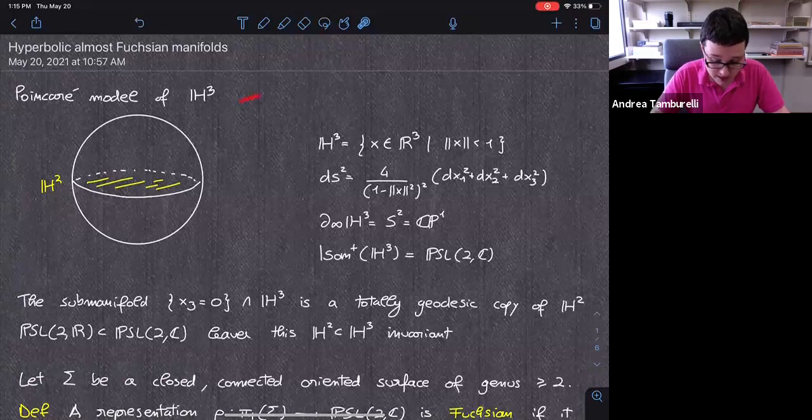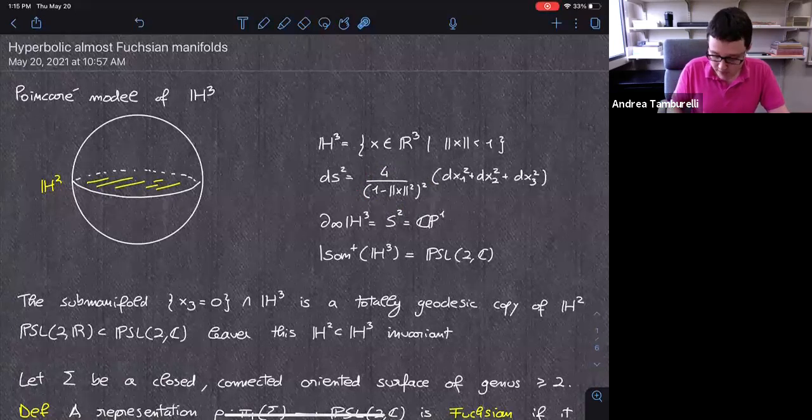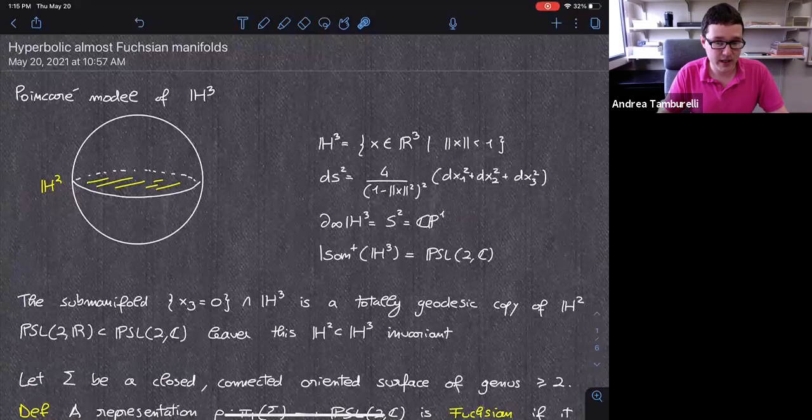So I'm going to use the Poincaré model of hyperbolic space. So this means that I'm going to consider the unit ball inside R3 endowed with this Riemannian metric, which is conformal to the standard Euclidean metric with this conformal factor. And this metric has constant curvature -1 and is such that if you consider points on the boundary of the ball, so on the unit sphere, these are at infinite distance from any other point in the interior. And so we can consider the unit sphere as the boundary at infinity of hyperbolic space.